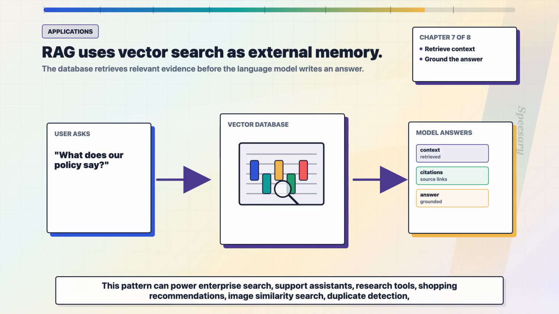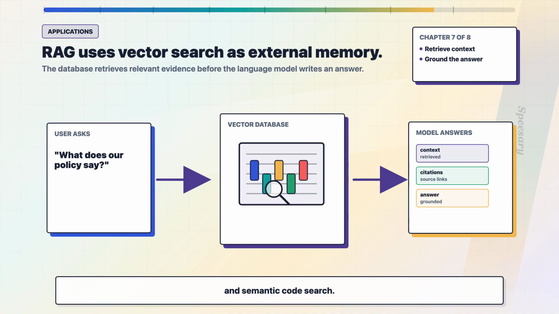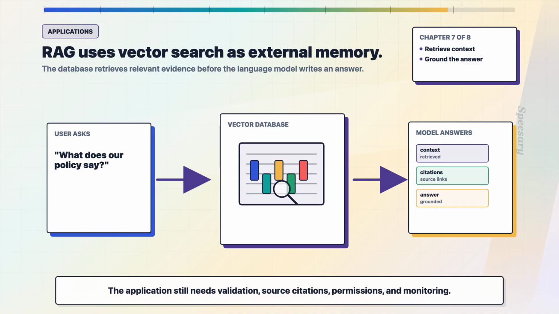This pattern can power enterprise search, support assistance, research tools, shopping recommendations, image similarity search, duplicate detection, and semantic code search. But there is a trap. The vector database is not magic truth. It finds similar things. Similar does not always mean correct, current, authorized, or complete. The application still needs validation, source citations, permissions, and monitoring.